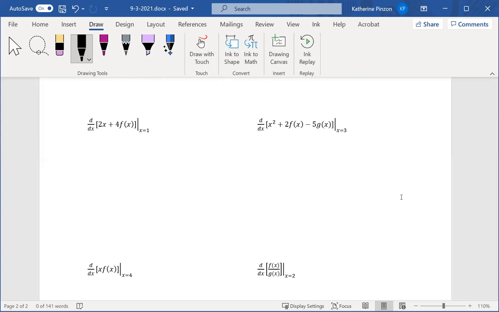What do you know about derivatives? If you have like numbers multiplied and added together, what can you do with derivatives? What do you know about derivatives? No? Product rule. Sure. The product rule.